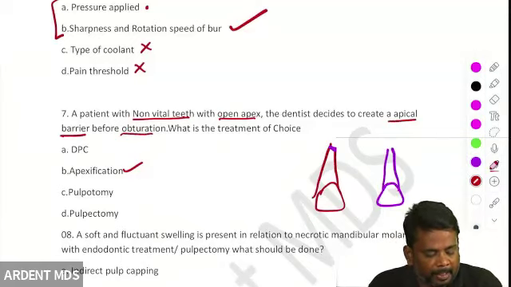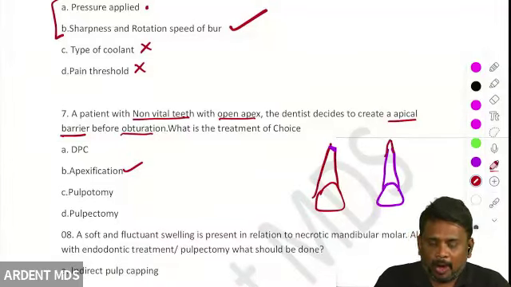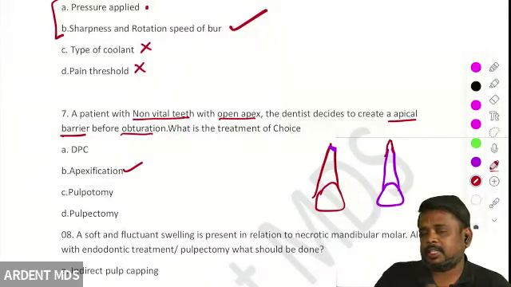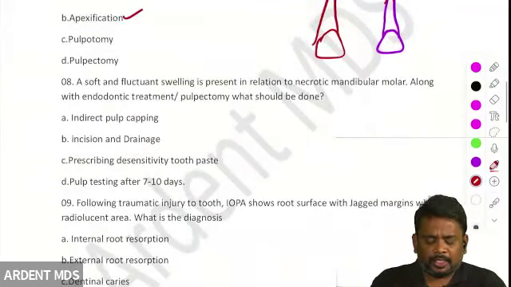If this is an open apex, with apexogenesis, the remaining root is formed well, right? This is how apexogenesis and apexification differ. Apexification is creating a calcified barrier. Apexogenesis is creating a normal root structure. Right. So coming to the next question.